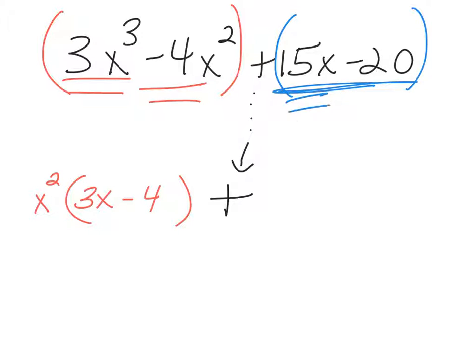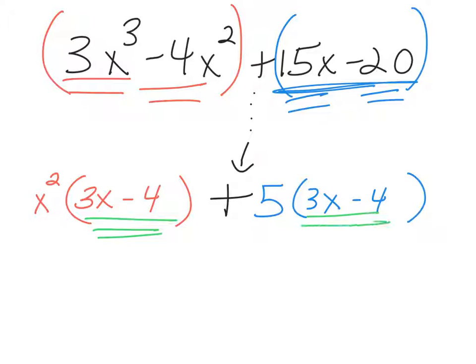Now on to my next grouping. What is the GCF of 15x and negative 20? Well, the only thing that they have in common is a 5. So I'm going to put their GCF there. And then if I factor out a 5 from 15x, I'm left with 3x, and then a 5 out of negative 20 brings me a negative 4. Now, this is a critical check-in point. What we need to notice is that what's in parentheses is the same. If it's not the same, that means you did something wrong.